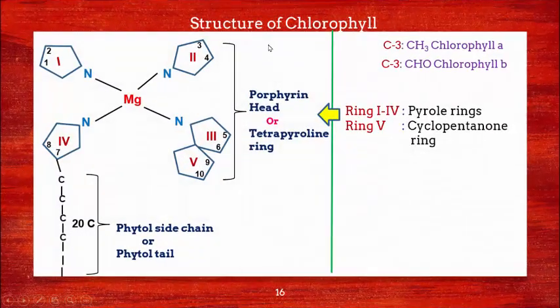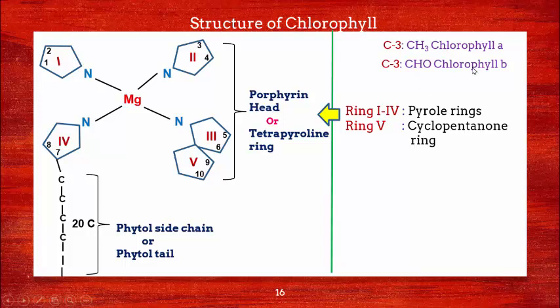Look at the structure. Carbon number 3 of the second ring has different functional groups, and depending upon the type of functional group, the chlorophyll type will also depend. If at carbon number 3 of the second ring there is a methyl, that is a CH3 group, then it will be a chlorophyll A molecule. And if the carbon 3 position has an aldehyde, that is a CHO group, then it will be chlorophyll B.